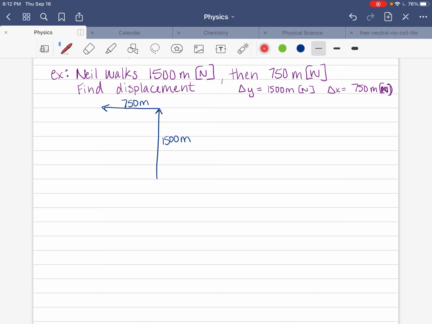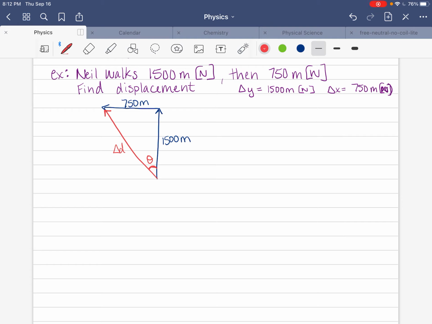My resulting vector would be this, because my displacement, remember, is the shortest distance from the starting point to the ending point. This is my displacement. To find the direction of my displacement, this would be the angle that I have to solve for in order to describe the direction of my displacement.